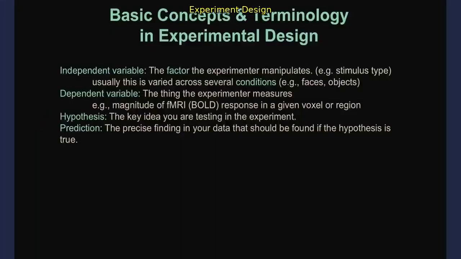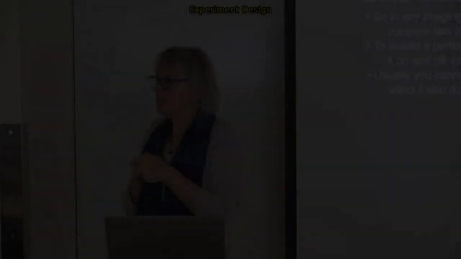It's the exact statement of what you will see when you measure your dependent variable if the hypothesis is true. What is the crucial thing you have to look for in the data you measure that tells you if the hypothesis is true or not? And the prediction is what you look for.